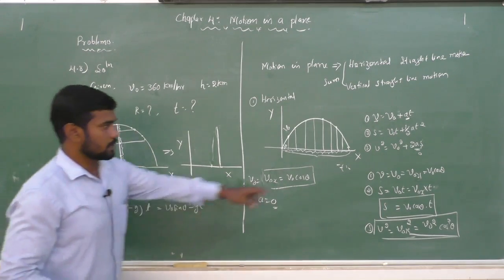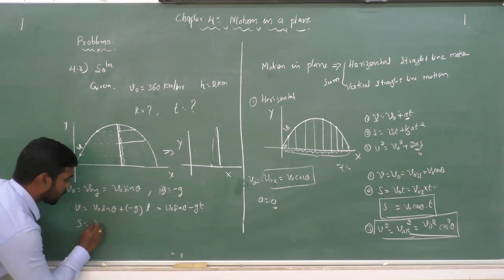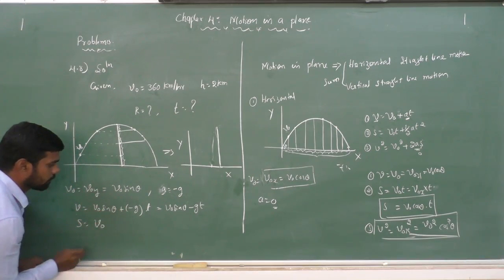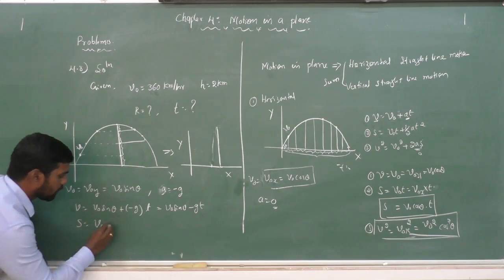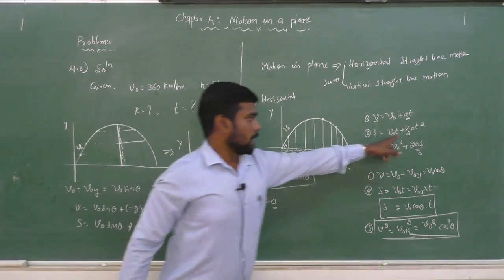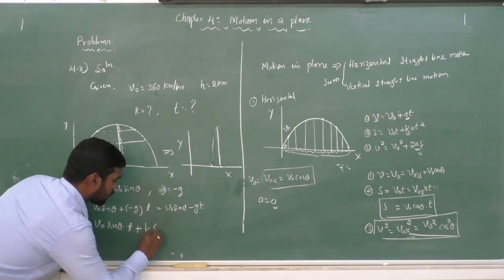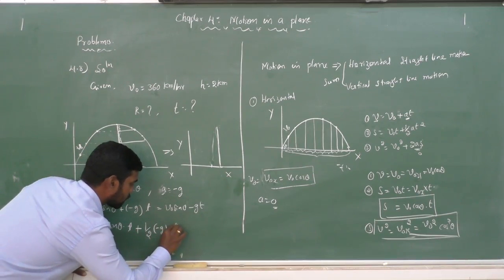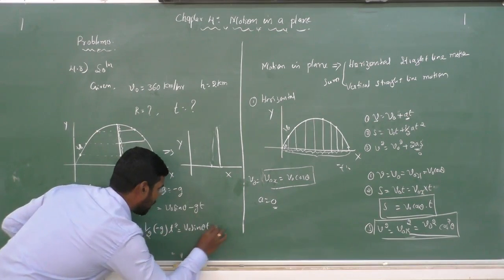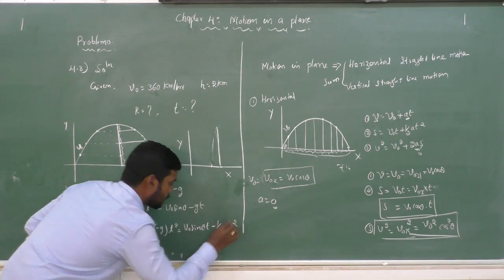Next one is the S value. What is that S value? S will be equal to V naught t. Here V naught means V0y, isn't it? V0y will be V naught sin theta into t. So here plus half, and here minus g into t square. What is the value here? S = V naught sin theta t minus half g t square.